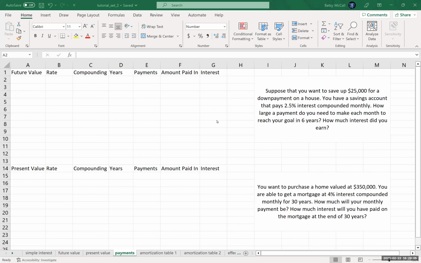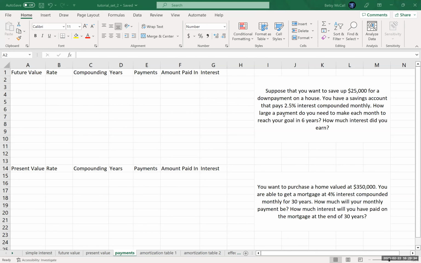Okay, so in this video, we're going to show you how to use the payment formula in Excel to calculate the value of the payments we would need to make in order to find a future value if we're setting aside money in a savings account, or the amount of payments on a mortgage or a loan that we would need to make in order to pay it off in a fixed period of time.